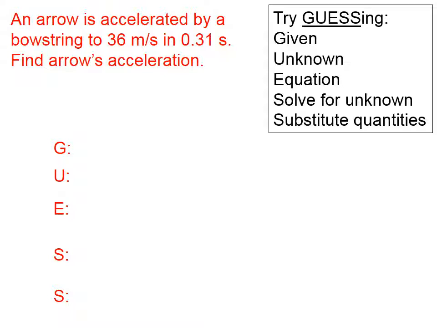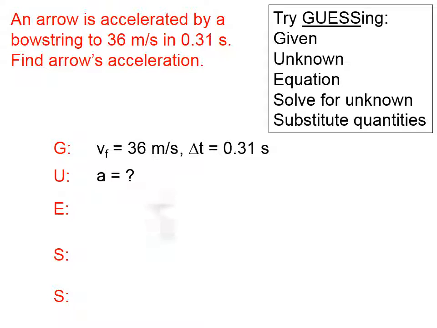So, if we read through this problem, an arrow is accelerated by a bowstring to 36 meters per second in 0.31 seconds. Find the arrow's acceleration. After some amount of thought, we can realize that the final speed of the arrow must be 36 meters per second. The time over which the acceleration takes place is 0.31 seconds, and the unknown is the acceleration.